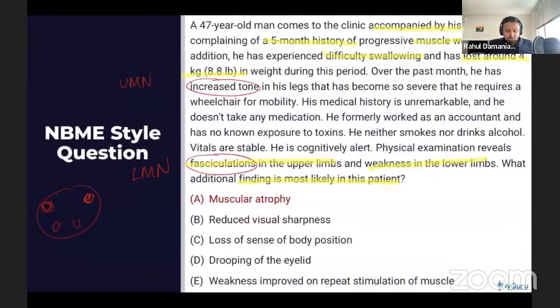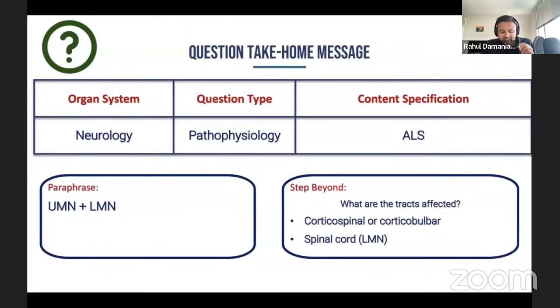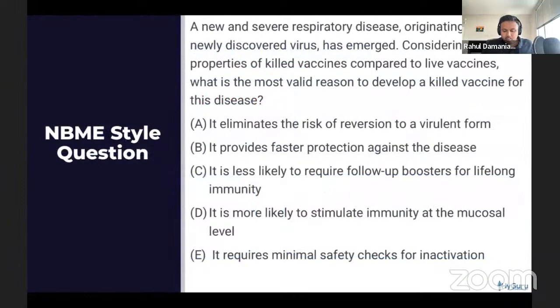Answer choice D is more bulbar symptoms that would be potentially related to myasthenia gravis. And answer choice E, weakness improved on repeat stimulation of the muscle, that's going to be Lambert-Eaton syndrome. So remember that in this case, the best answer is muscular atrophy because of the lower motor neuron damage. We have 4 more questions left, and then we are done with this section.